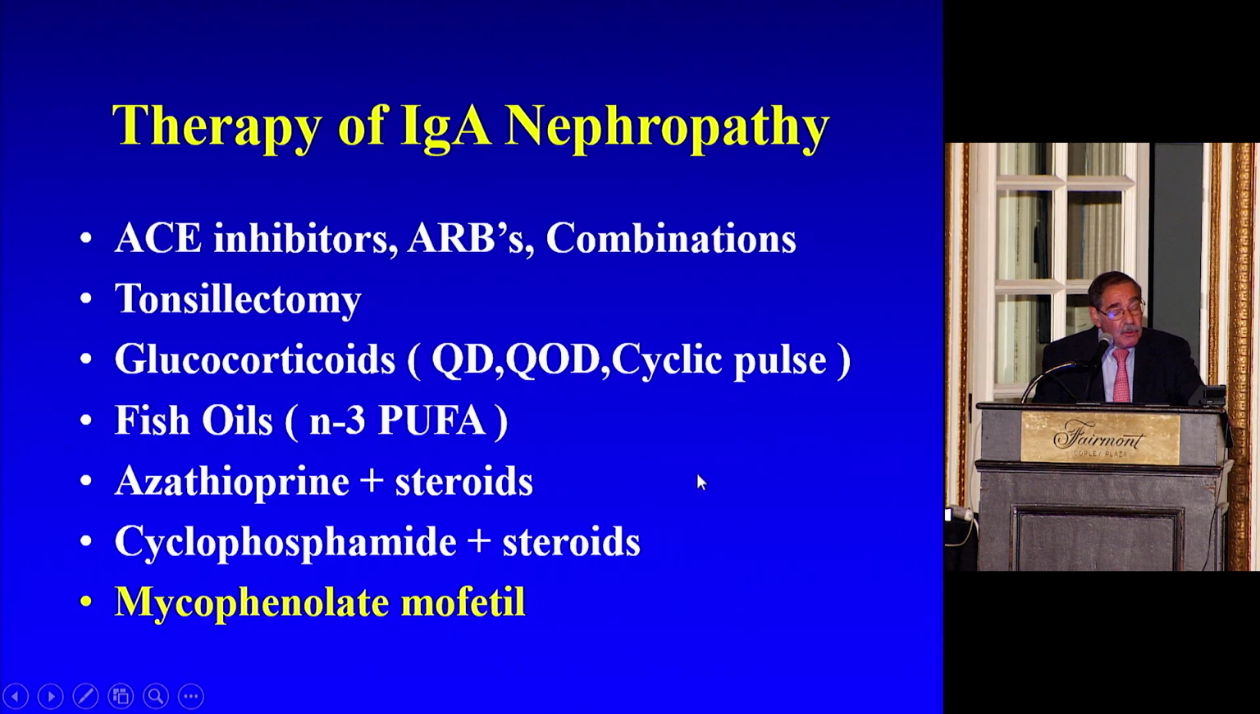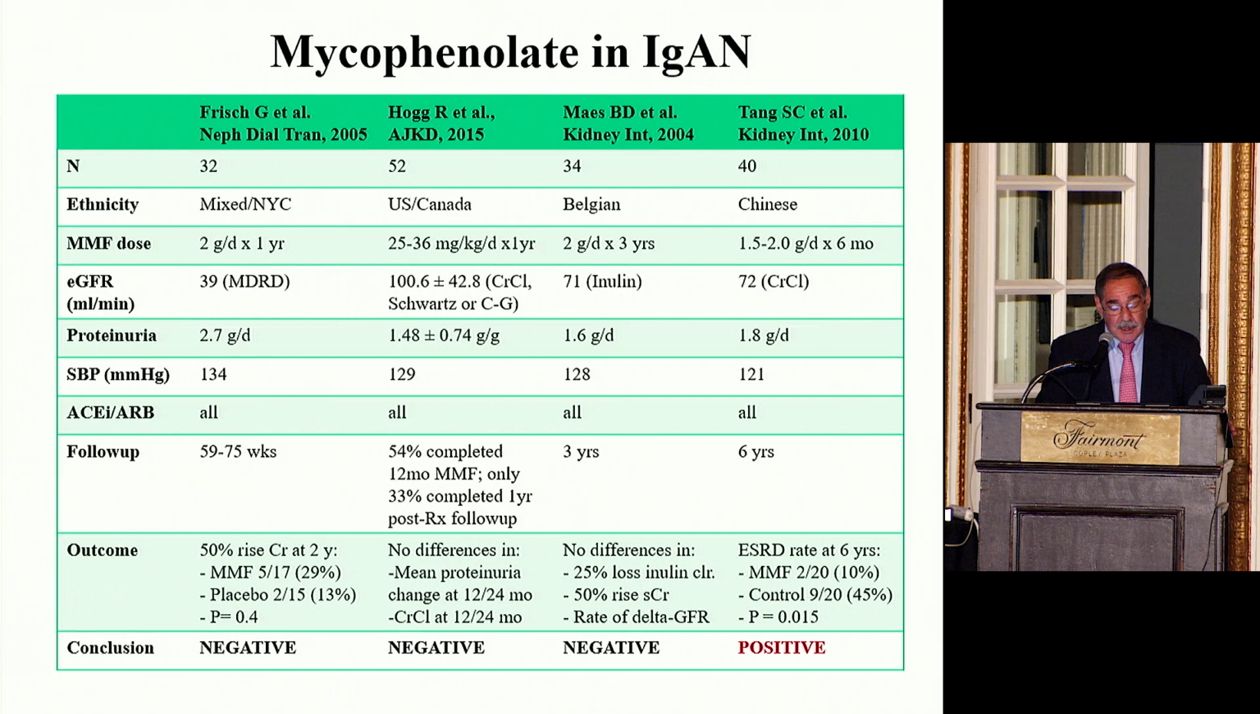Now, just a few more things on therapy. Mycophenolate. This comes up again and again because mycophenolate has been used in a lot of proliferative glomerular diseases, lupus, etc. We'll talk about that this afternoon. So what's the role in IgA?